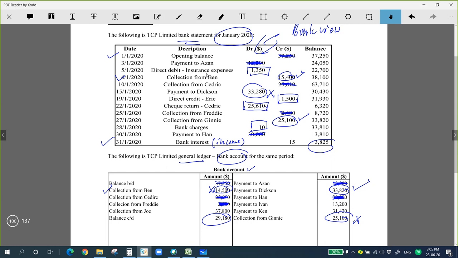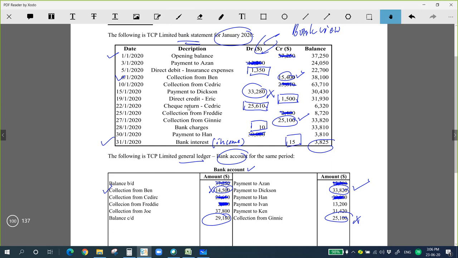as at 31st January 2020. So is this 15 shown in your bank account? No. This 15 is not shown in the bank account. So we also make a remark. This one we will record in the revised bank account later to show the collection. So we have finished the analysis of the bank statement.